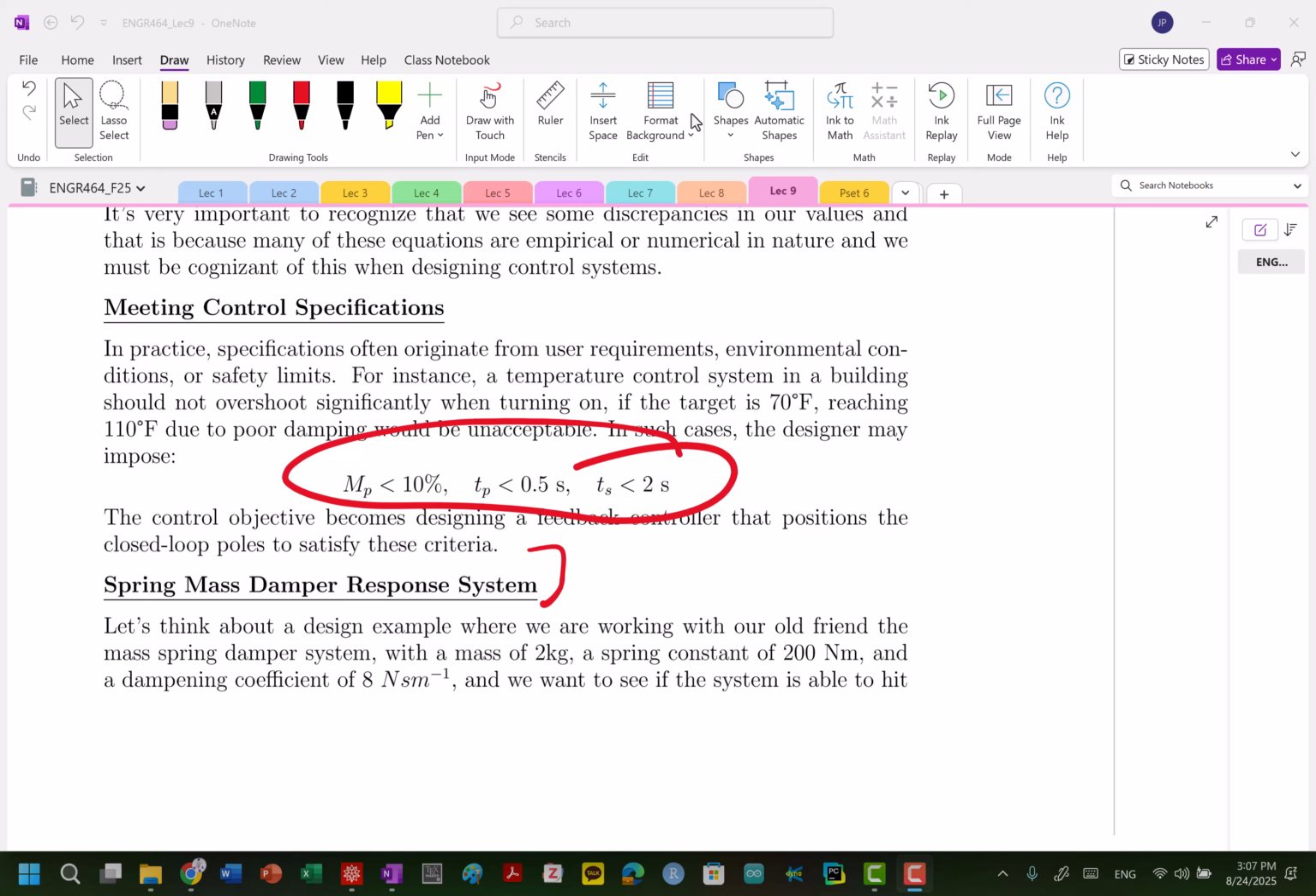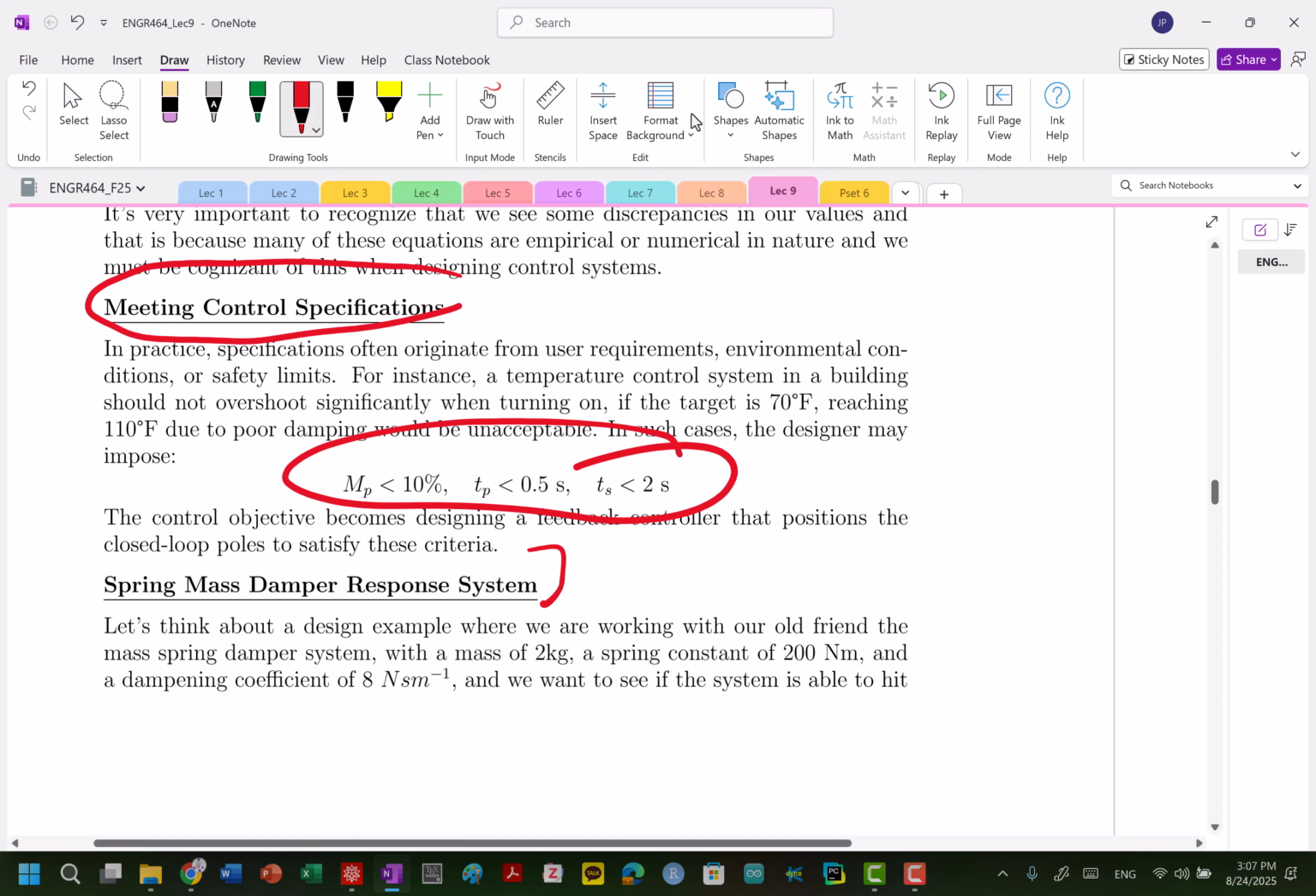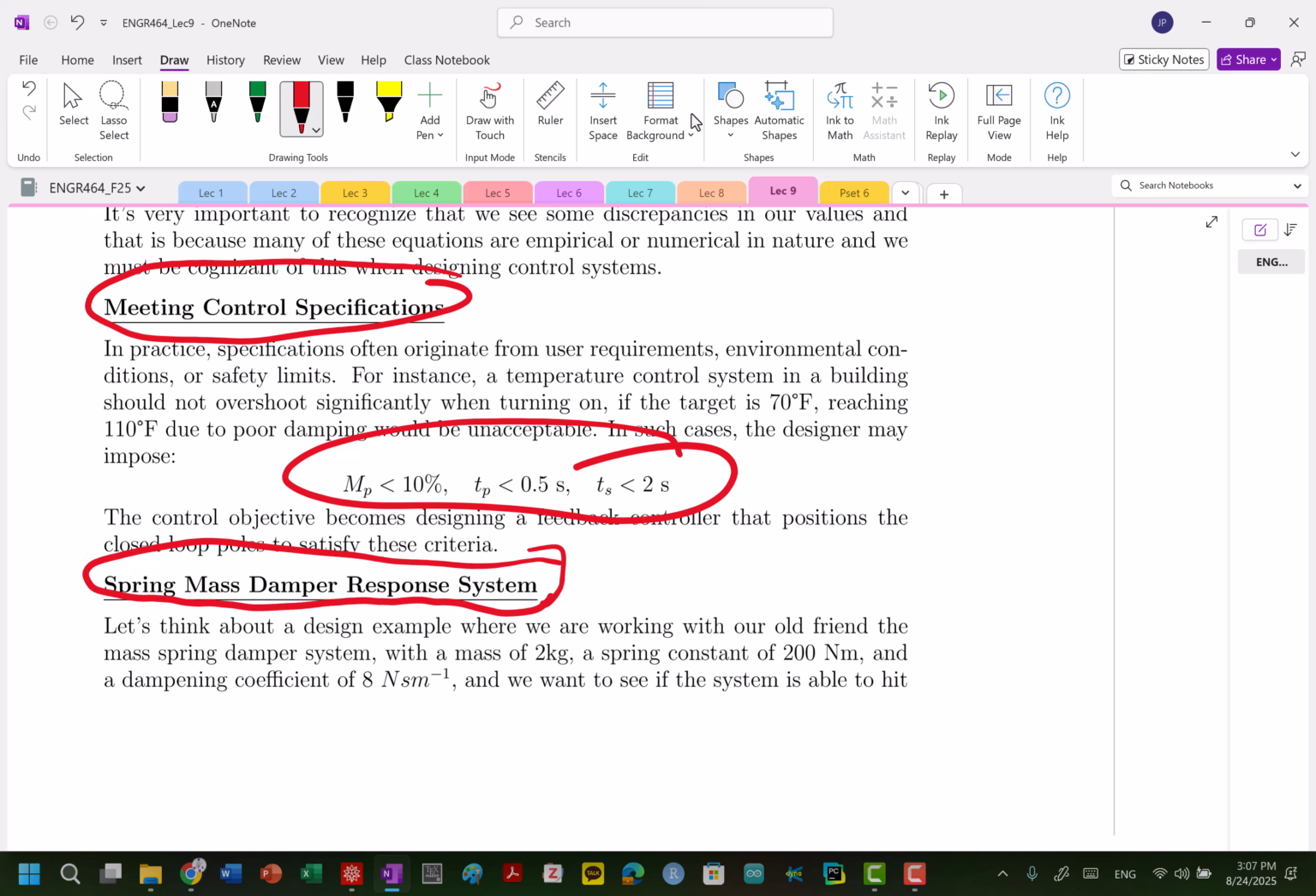All right, so we're going to now apply these time domain specifications that we talked about, specifically to see for the following spring mass damper system, will we be able to hit these design specifications? Can we have a maximum overshoot of less than 10%? Can we have a peak time of less than 0.5 seconds and a settling time of less than 2 seconds? So, again, what are we talking about here?